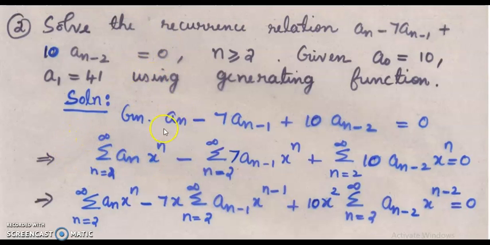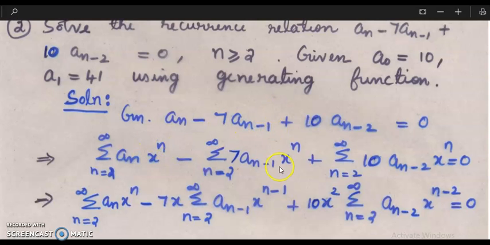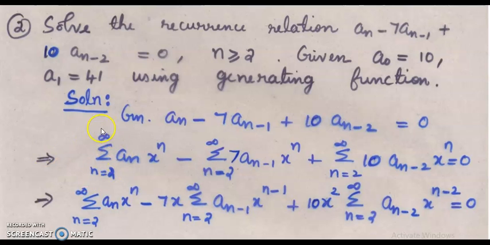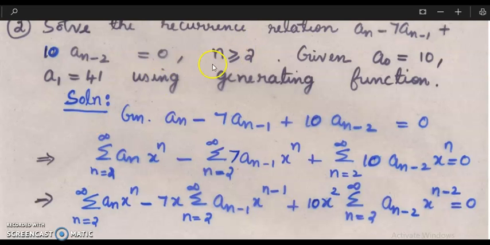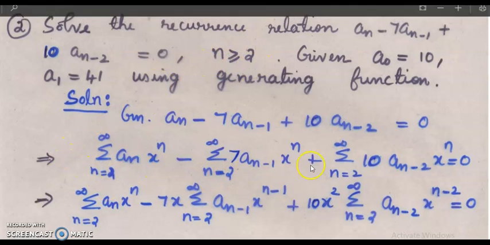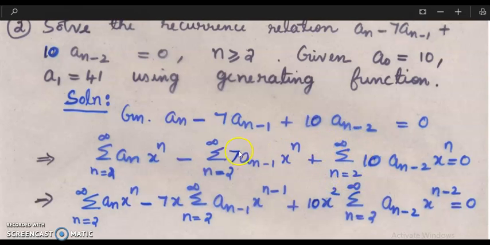So multiplying each term by x power n, second term by x power n, third term by x power n, and you take the summation for each term. But n is from 2 to infinity. So you have to look into the question and take the summation: n is from 2 to infinity, for each and every term.